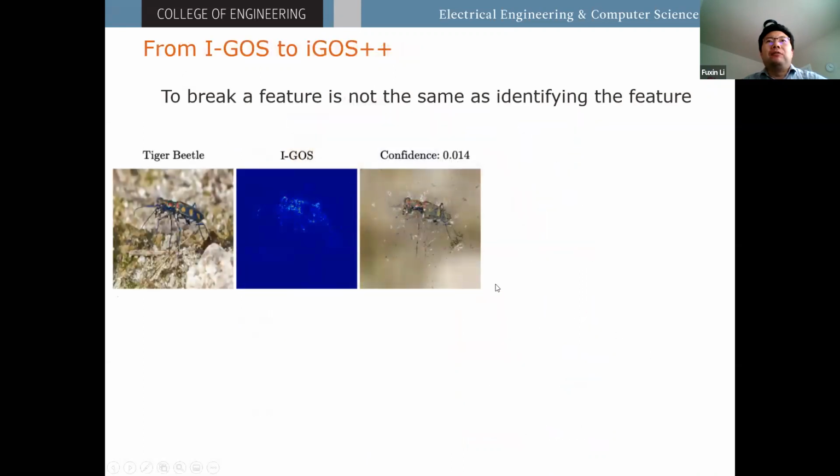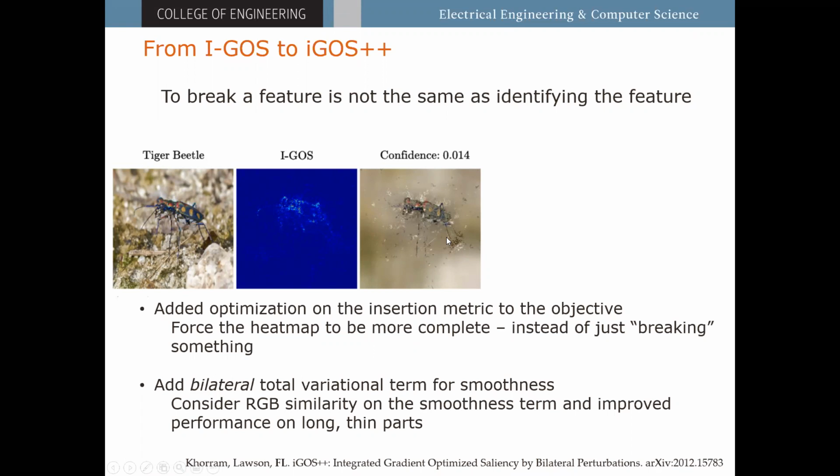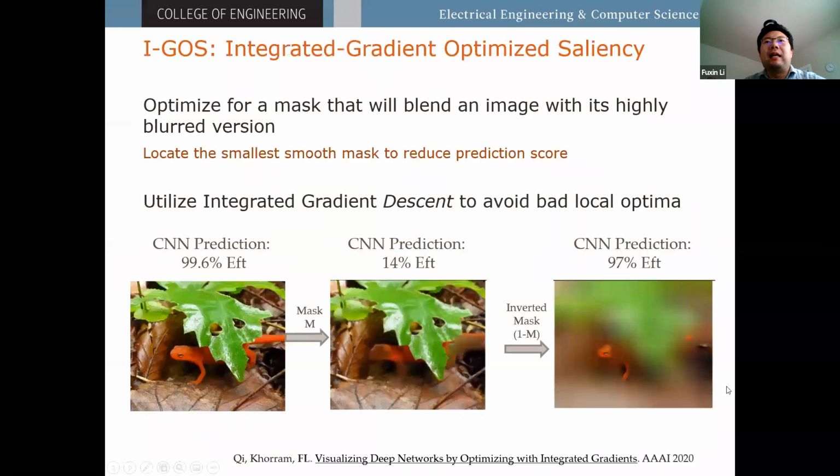And so we recently further improved the I-GOS to I-GOS++ by realizing that I-GOS didn't really do a good enough job on long and thin features. And then sometimes I-GOS would just break a feature instead of identifying the feature. So when I showed this, we realized I-GOS only optimized this middle image, but we should also optimize the image on the right-hand side as well. So we should jointly optimize so that the CNN should predict very low if I remove the heat map, and then the CNN should predict high if I just show the heat map.